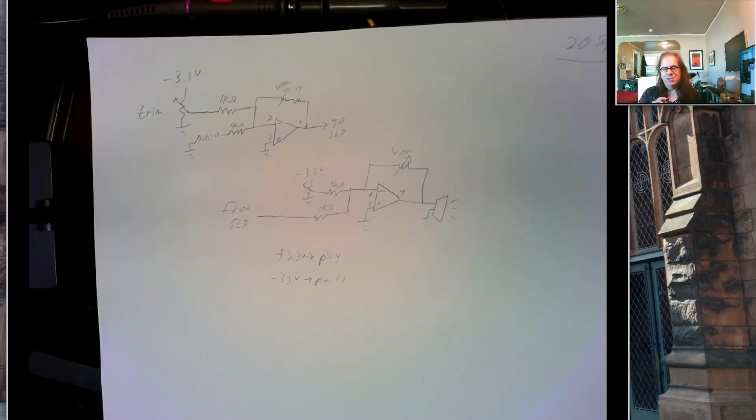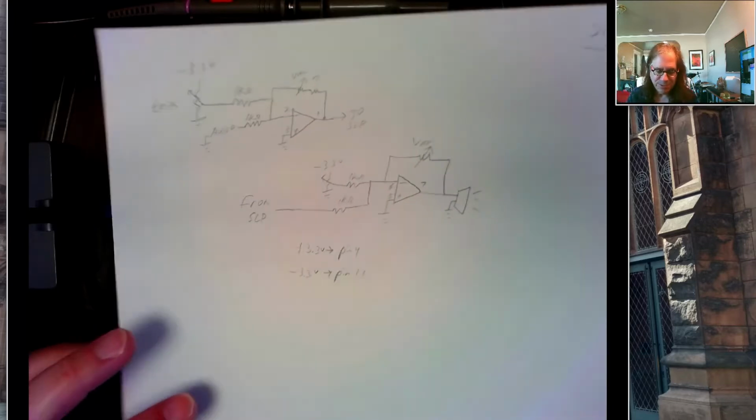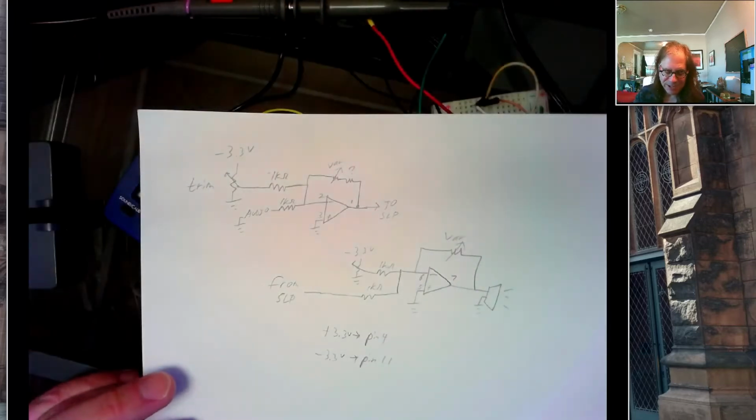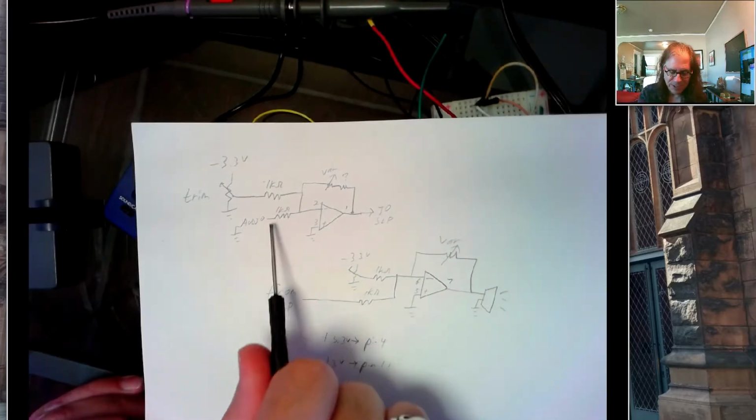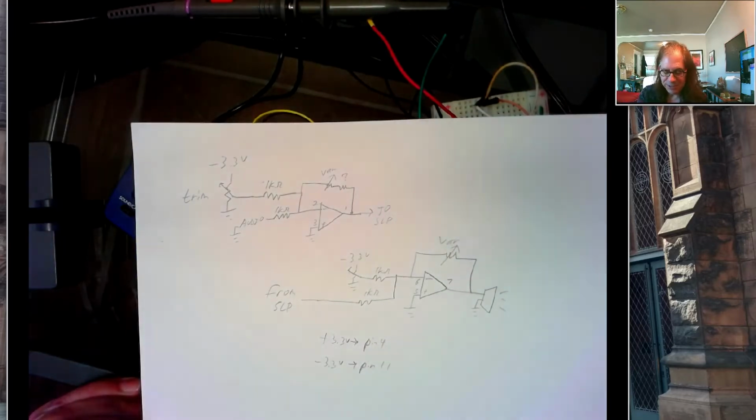So my goal is to take an incoming waveform, shift it up by adding a bias, and then amplify it to make it larger. And so one op amp will do that. So this is an op amp adder circuit. It takes two inputs, adds the voltages together, and then amplifies it.